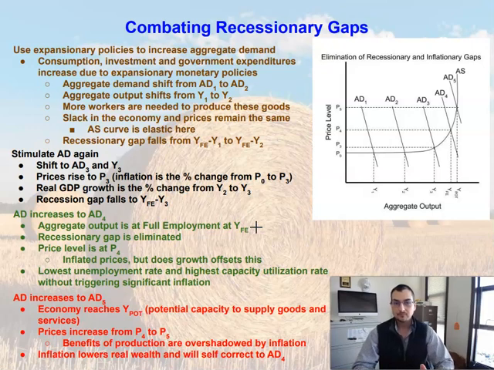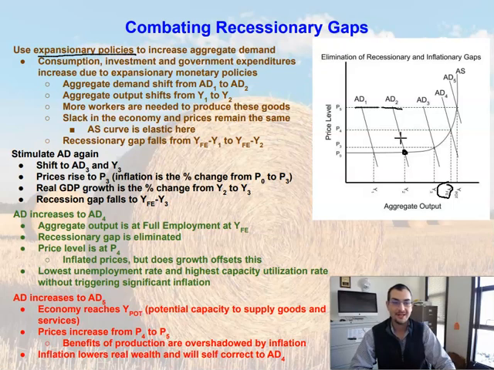So we just shifted from AD1 to AD2. But did we go far enough? Well, no, we didn't. We were able to increase output and we got more people working. All of that is fantastic, that is great, but we're still not at full employment. So what are we going to do? Well, we're going to stimulate the economy again. We're going to impose another set of expansionary policies to try and move us closer to full employment.